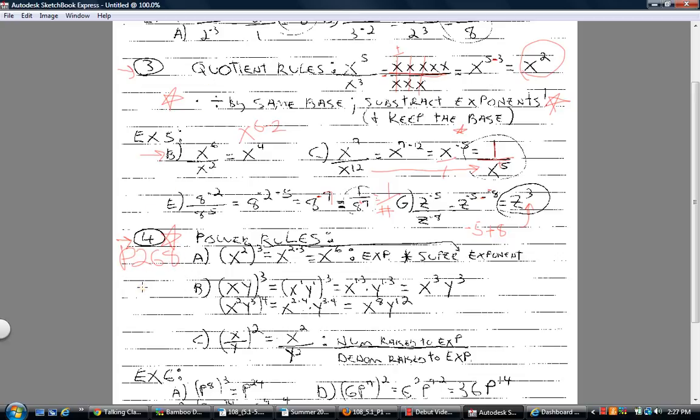And they've got power rules A, B, and C. Okay, I'm going to summarize these things here for you. So here's the idea. Power rules is what happens if you've got a set of parentheses, you've got a base variable, you've got an exponent inside the parentheses, and you've got one outside the parentheses. So I'm going to call this the inside exponent.